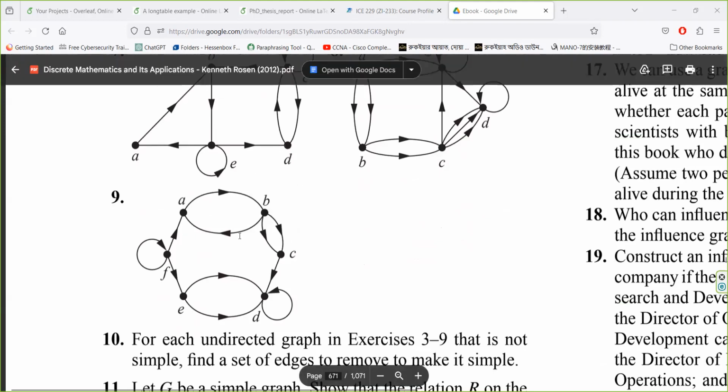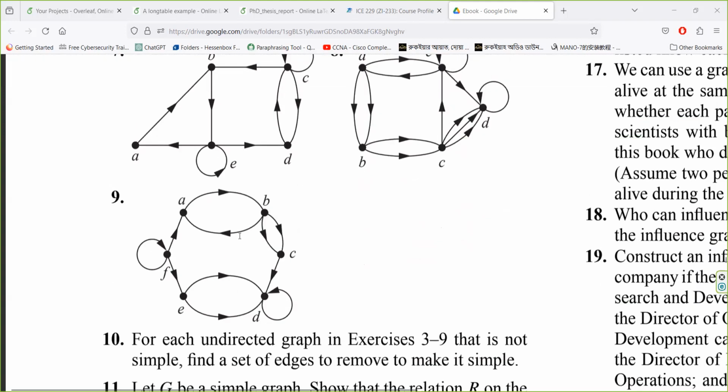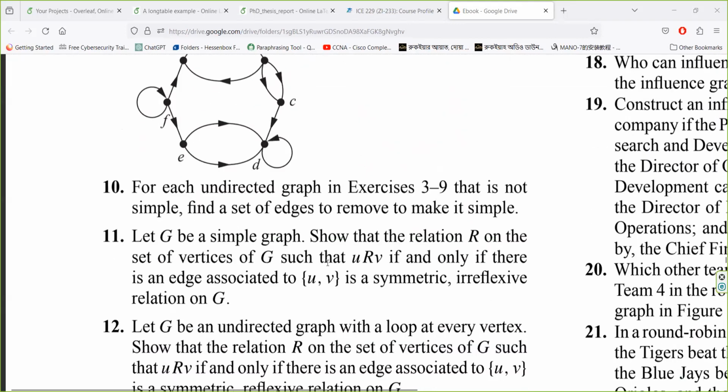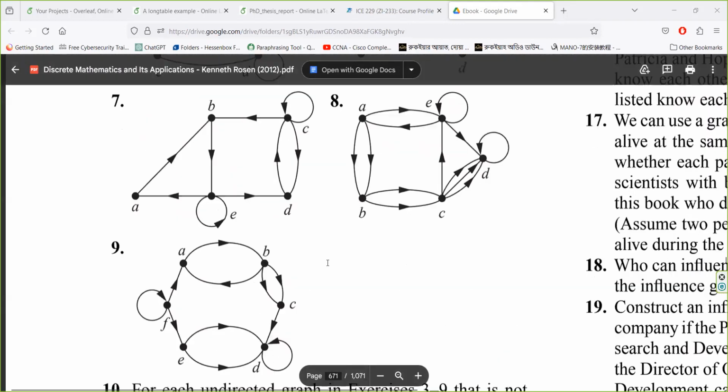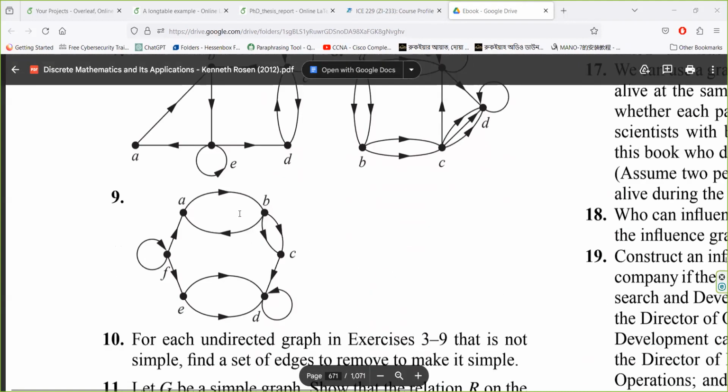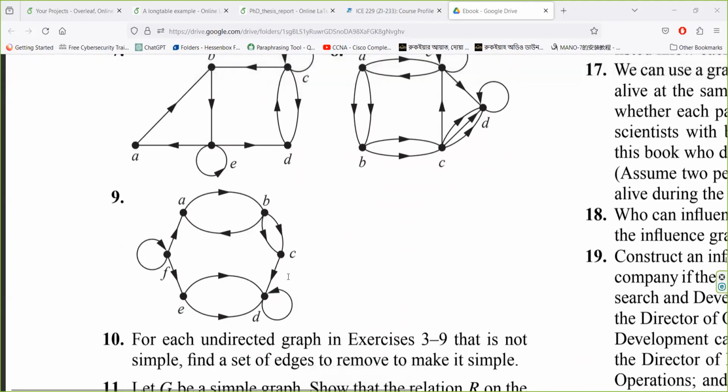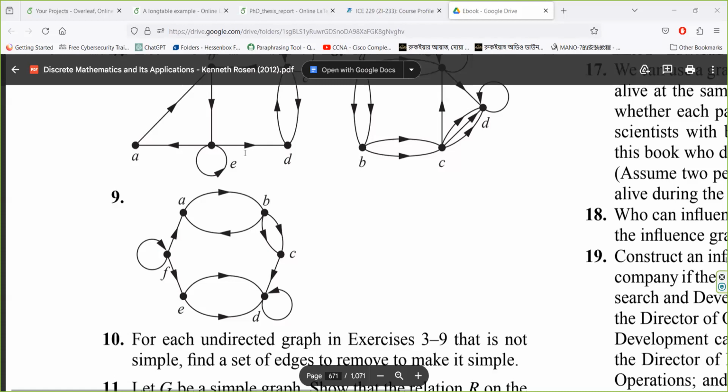Then question number 9, directed multiple. Okay. Now you need to tell me from graph 9 how many nodes are there and what are the vertices? How many nodes are there? 6 nodes.